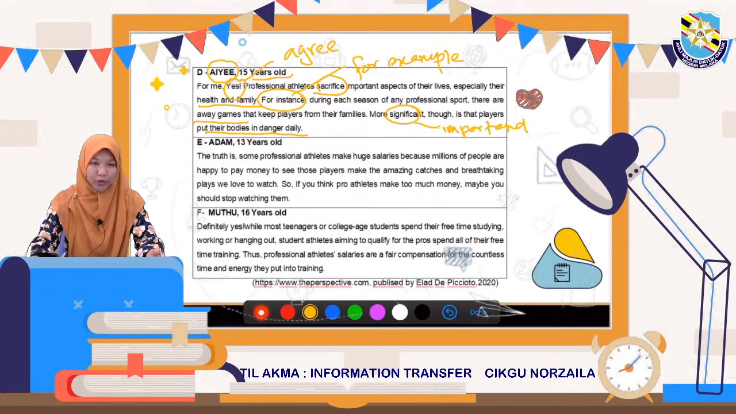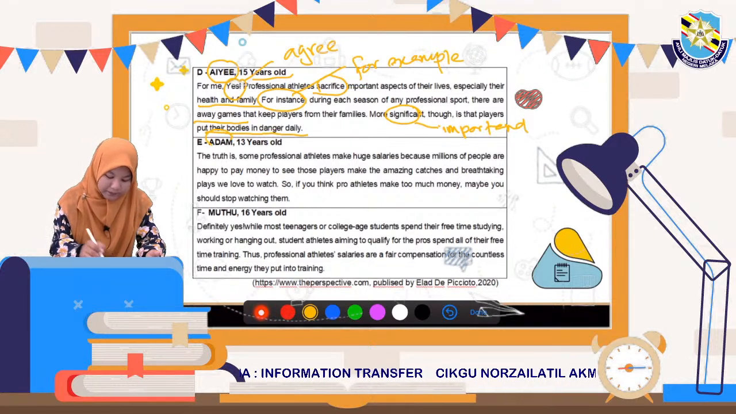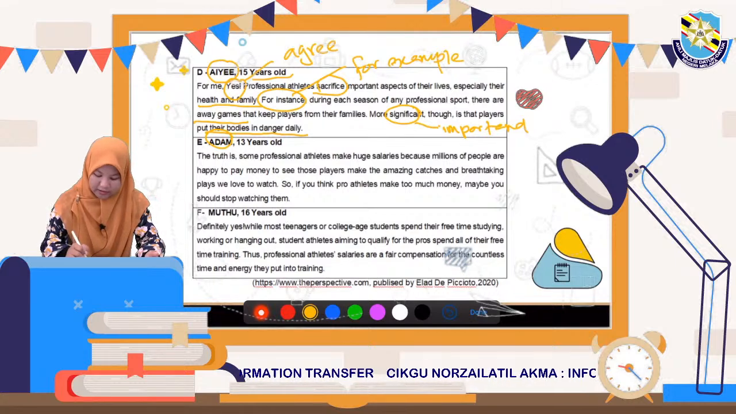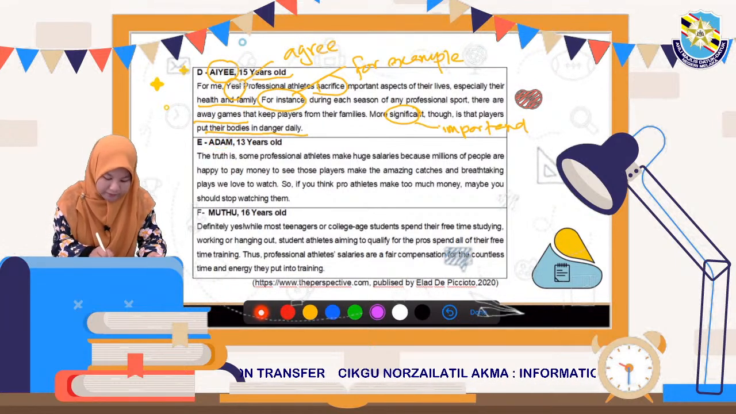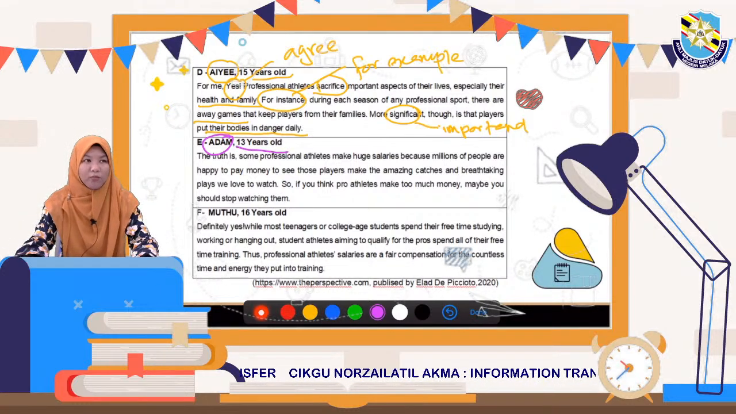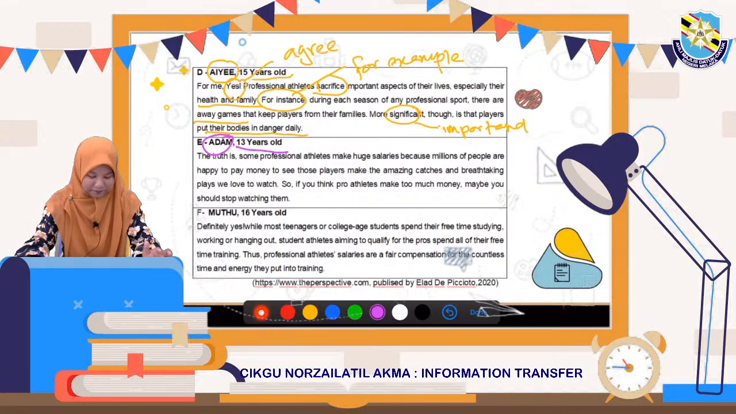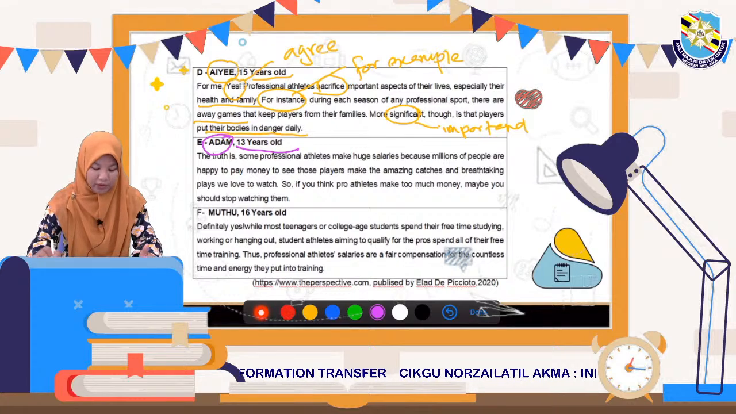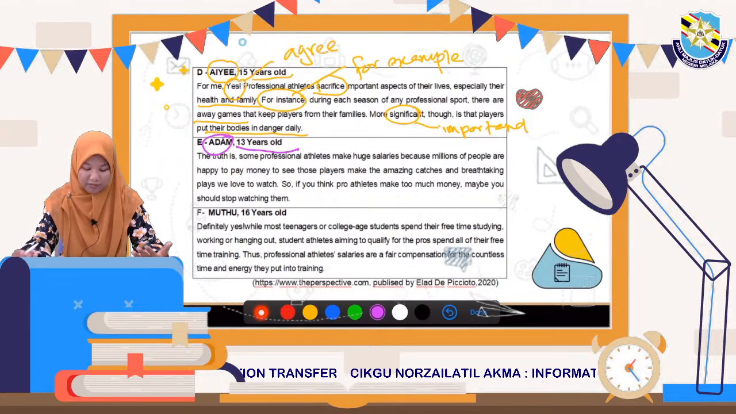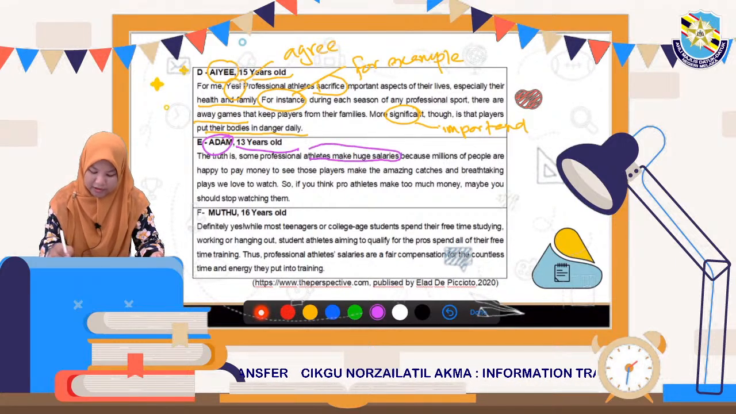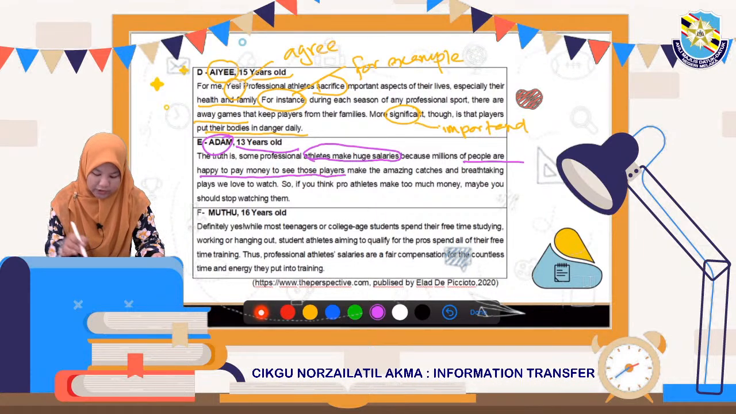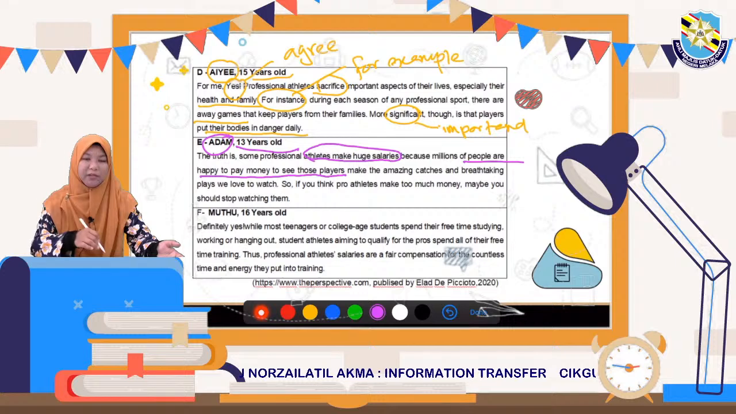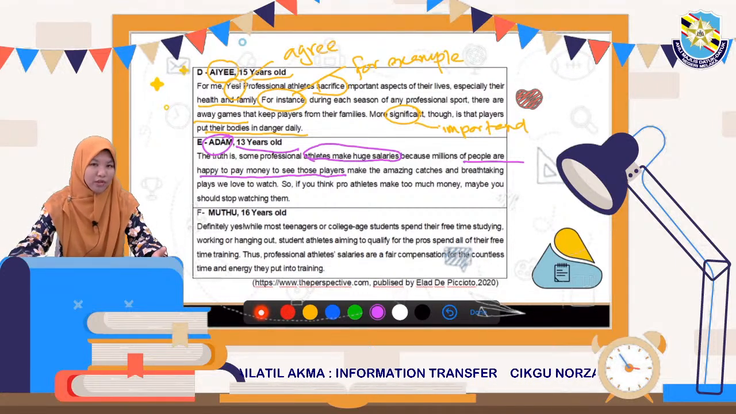Okay, let's proceed to the opinion given by Adam. Adam is 13 years old. Let's use a different color here. Adam is 13 years old, Form 1. Your juniors, okay, your junior. The truth is, some professional athletes make huge salaries because millions of people are happy to pay money to see those players. Adam thinks the reason the player receives a high salary is because people are happy to pay money to see those players. Players receive salary because people pay money to see them, to watch them play.